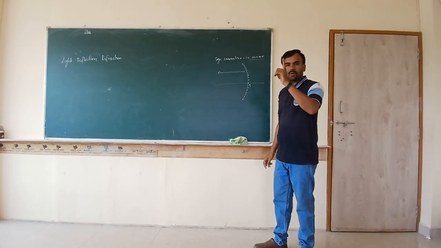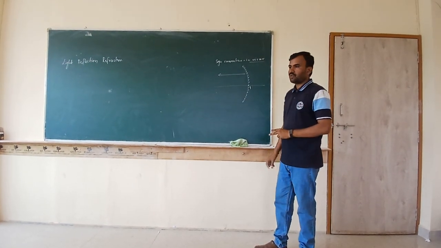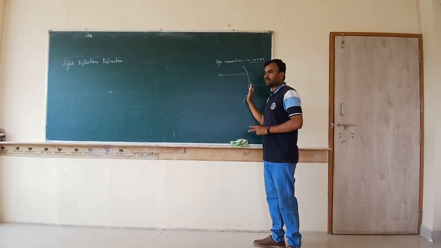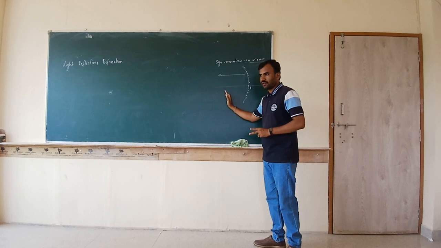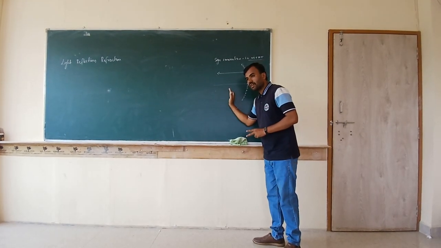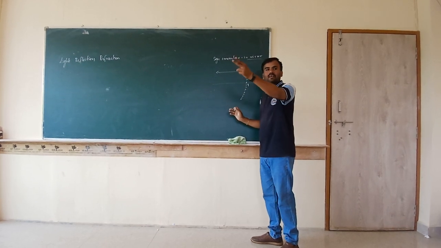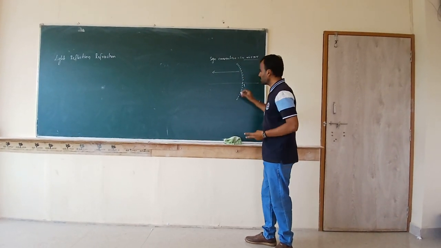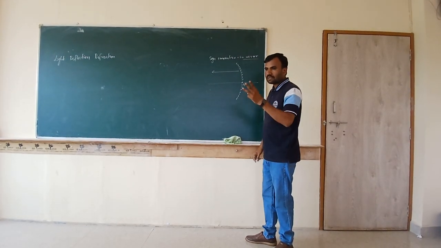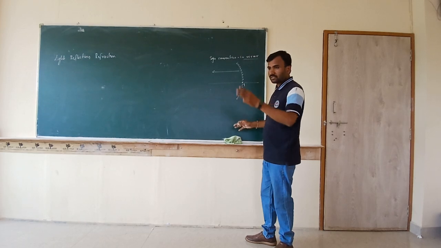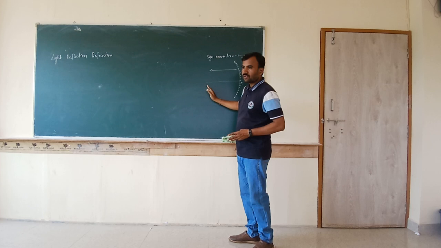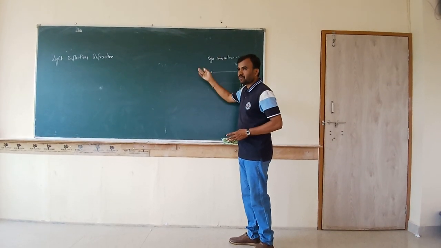Got it? Number one. Second, whatever the distance of object, distance of image, Hema, concentrate. Distance of object, distance of image, all the measurements you have to start from where? Pole. Third, don't say it like if the object is here, it should be always positive.